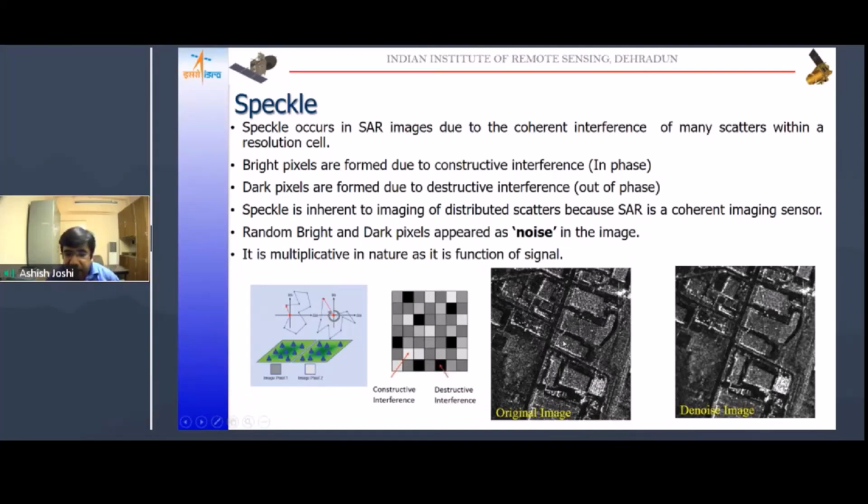So this is the original image which has the speckle, and this is the denoised image, meaning we are applying a speckle filter, and this is the smooth image. Okay, so this speckle is inherent in the SAR images due to the coherent imaging, because all the signals are coherent in nature.